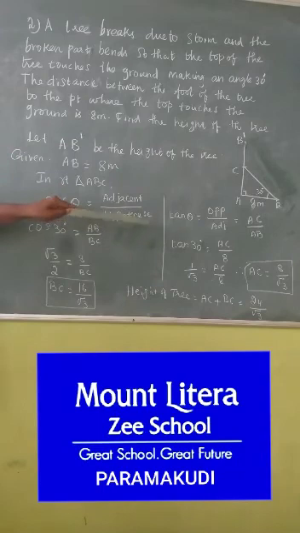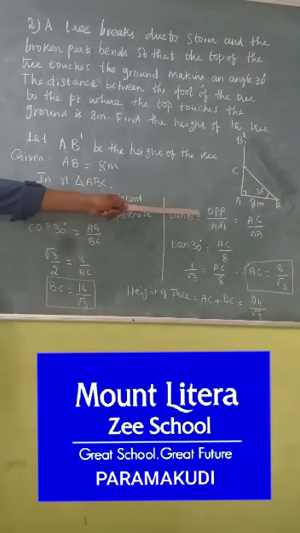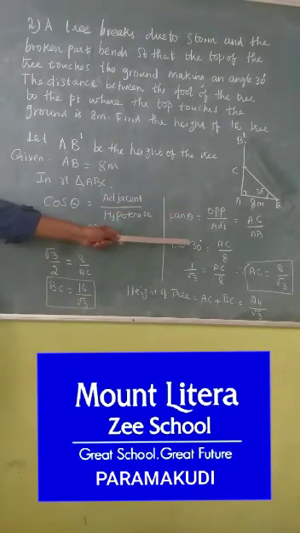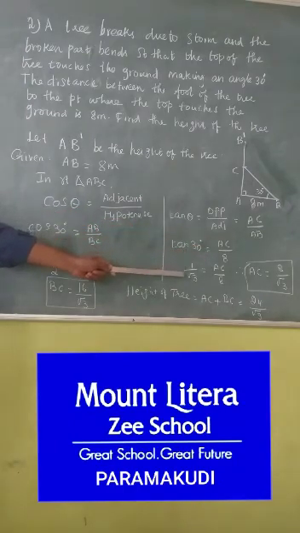For that purpose I use another ratio. Tan theta is equal to opposite by adjacent. Write the ratio as AC by AB. Tan 30 is equal to AC, which I don't know, by AB, which is 8. Substitute the tan 30 value: 1 by root 3 is equal to AC by 8. So the AC value is 8 by root 3.